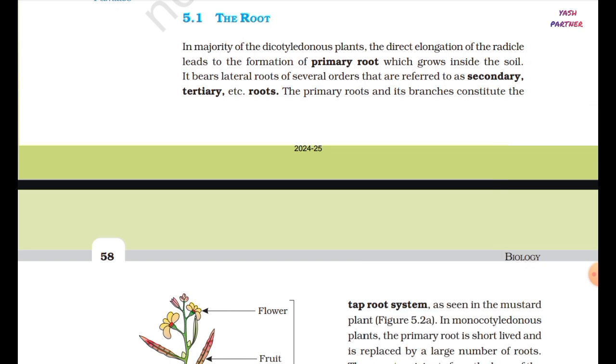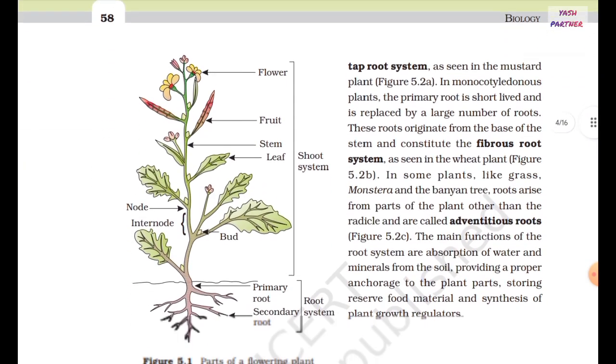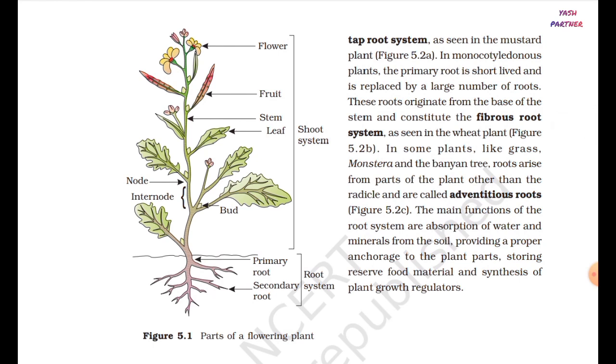In the majority of the dicotyledonous plants, the direct elongation of the radicle leads to the formation of primary root, which grows inside the soil. It bears lateral roots of several orders that are referred to as secondary, tertiary, etc. roots. The primary root and its branches constitute the tap root system, as seen in the mustard plant, figure 5.2a.